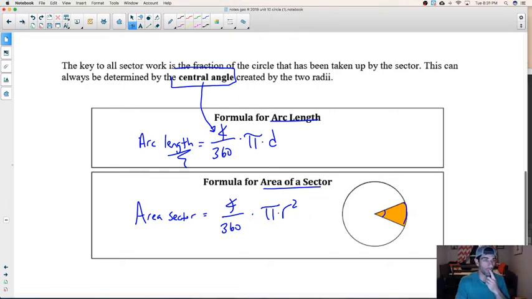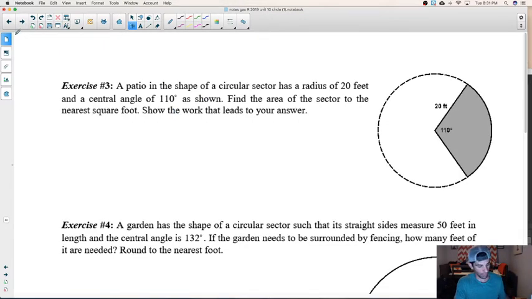All right, so let's do a couple of examples to see if we know what we're doing here. So exercise 3. A patio in the shape of a circular sector has a radius of 20 and a central angle of 110. Find the area of the sector to the nearest square foot. Okay, so I want its area, so I'm thinking pi r squared in my head. Now I only want this area here that's bounded by the 110 degrees.